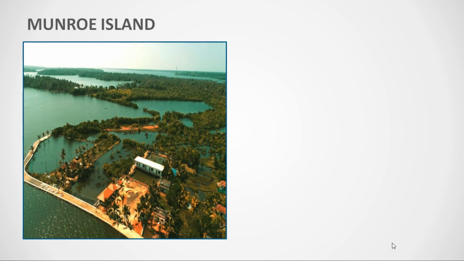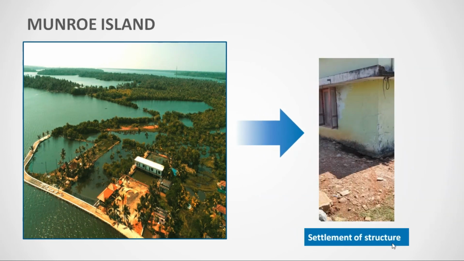To implement this strategy, we have selected a plot in Monroe Island, which is otherwise known as the Sinking Island of Kerala. It is one of the astonishing inland island groups located at the confluence of Ashtamudi Lake and Kallada River in Kollam. However, a major problem arises with the settlement of the structure due to heavy concrete materials. In order to compensate for this, we adopt lightweight materials.